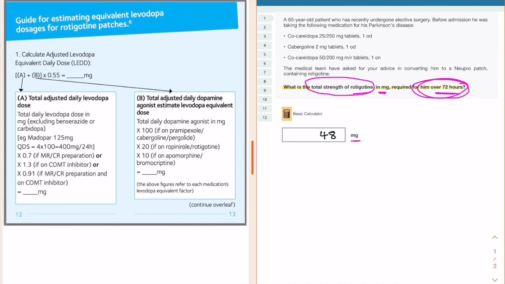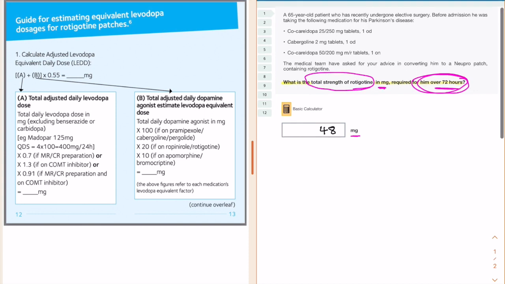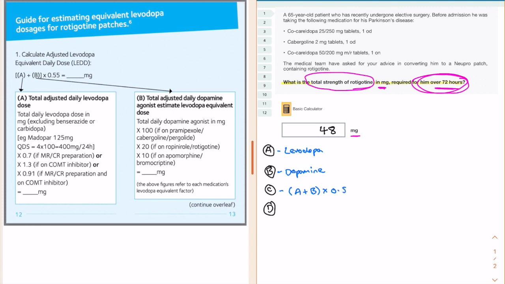So let's take a look at the methodology now of how to tackle this question. Again, we follow our 4-stage process: A, B, C and D. A is where we're going to do our levodopa calculation for the total levodopa daily dose. B is where we're going to do our dopamine agonist calculation for the total daily dose. In part C, we're going to add A and B together and times it by 0.55.